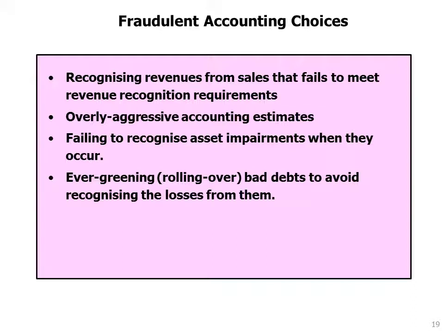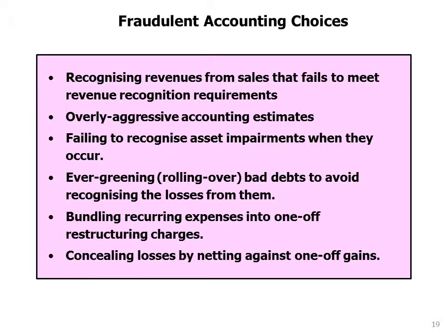So continually lending more to customers in order for the customers to be able to repay loans which they've made in the past, but they're never actually going to be able to repay the loans in full. And then ways to distort the way that things are being reported. So bundling recurring expenses into reported one-off restructuring charges, and concealing losses by netting them against one-off gains.